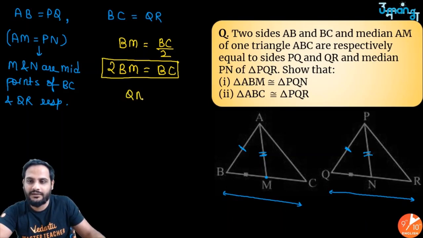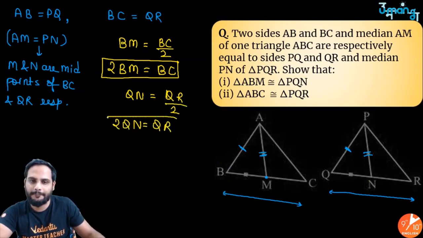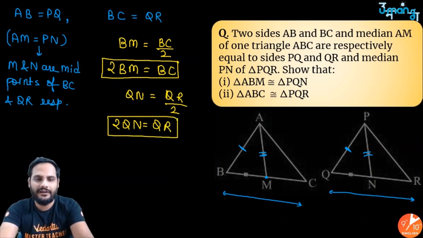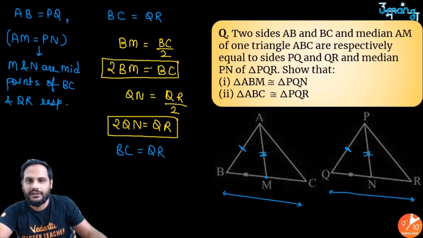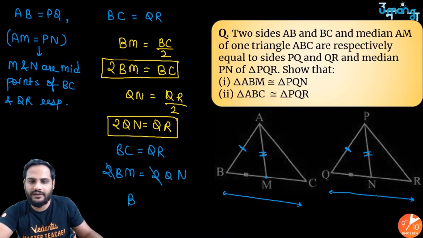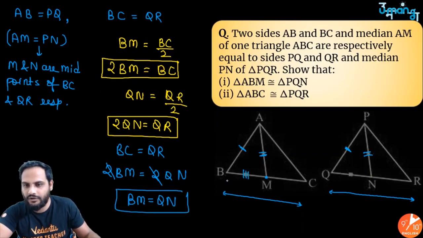Similarly, QN will be equal to half of QR because N is the midpoint. So twice of QN is equal to QR, right? Now since I know that BC is equal to QR, in place of BC I can write 2 times BM, and in place of QR I can write 2 times QN. The 2s get cancelled, so BM is also equal to QN, right?